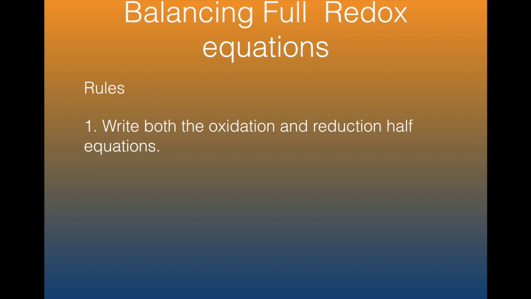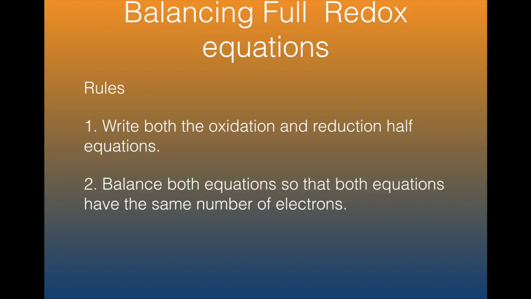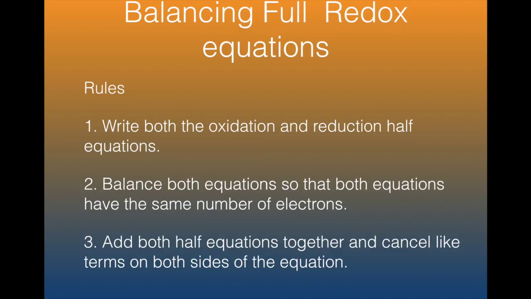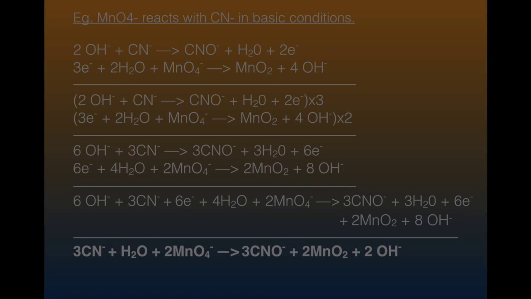Rules. When we're balancing full redox equations in non-acid conditions, first we write both the oxidation and reduction half equation. Tick, we can do that, we've just done that. 2. Balance both equations so that both equations have the same number of electrons. Well, that's exactly the same like the last one, right? And 3. Add both half equations together and cancel like terms on both sides of the equation. It's exactly the same for when you're doing it in acid.